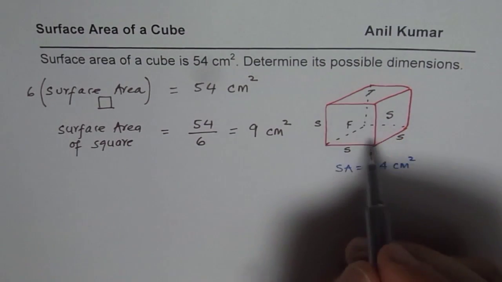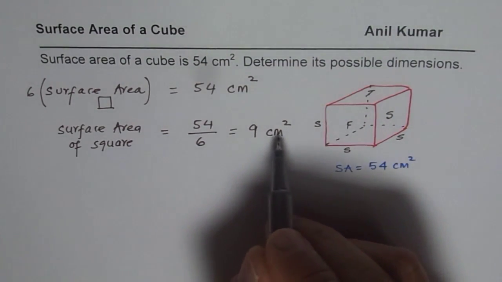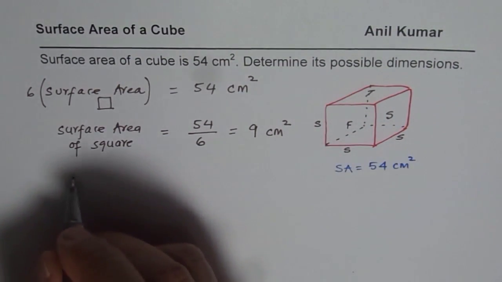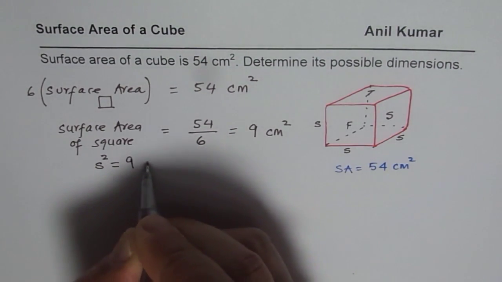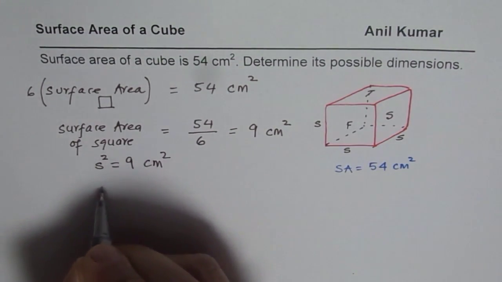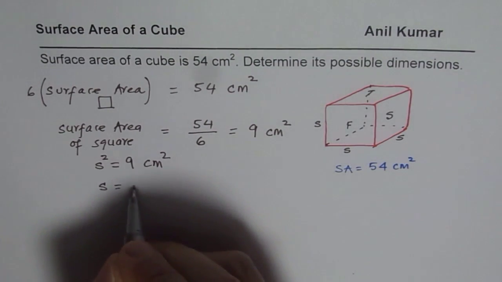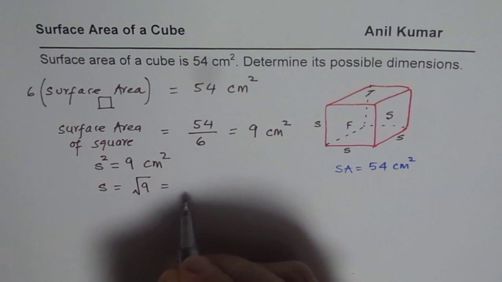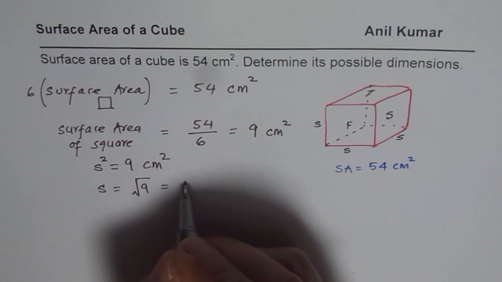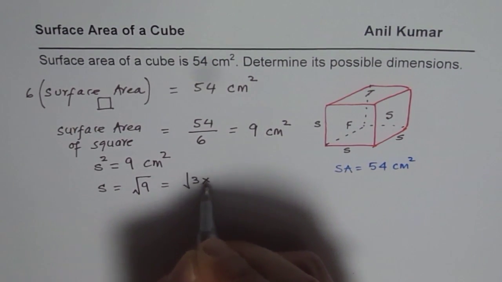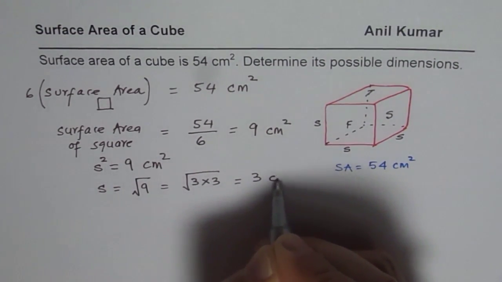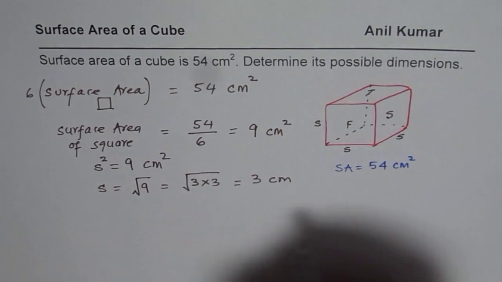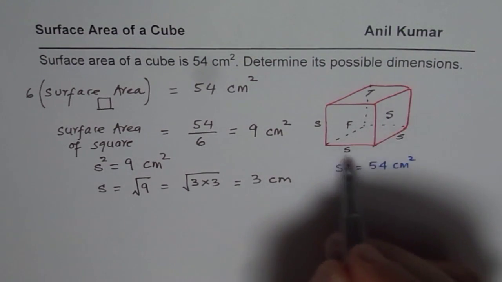Now, if the area of one square is 9 centimeters square, what is the side length? That means s square is equal to 9 centimeters square, and therefore the side length will be the square root of 9, which is the square root of 3 times 3. So that is 3 centimeters each. So we get the dimensions of the cube.